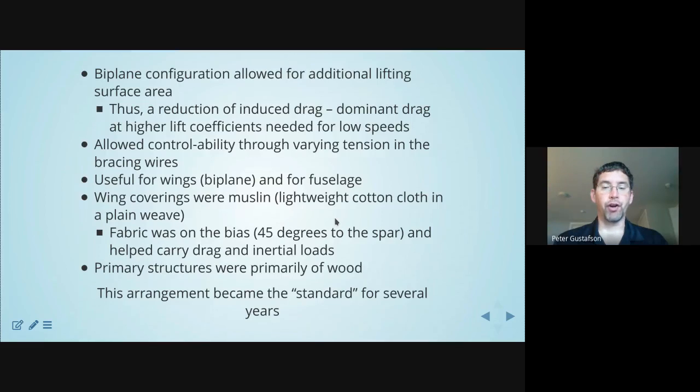It's because of the way shear and normal stresses are coupled together: shear on one plane ultimately manifests itself as tension on another plane. Again, we'll get to that later in the semester. As previously mentioned, the primary structures were made primarily out of wood, and this arrangement, seen in the Wright brothers' 1903 Flyer, became the standard. That is, wood structures, fabric, a biplane configuration with truss-like structures.